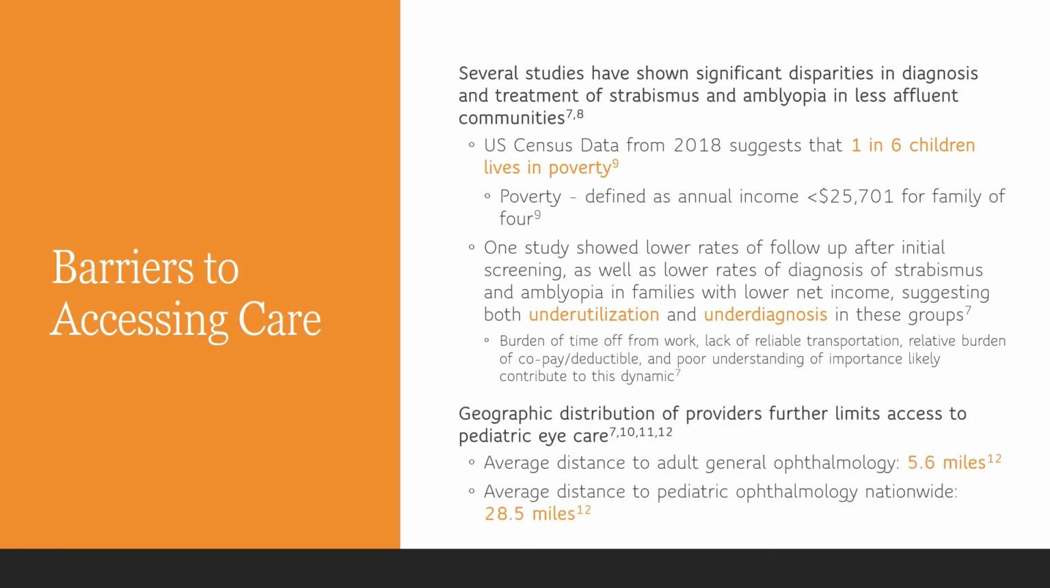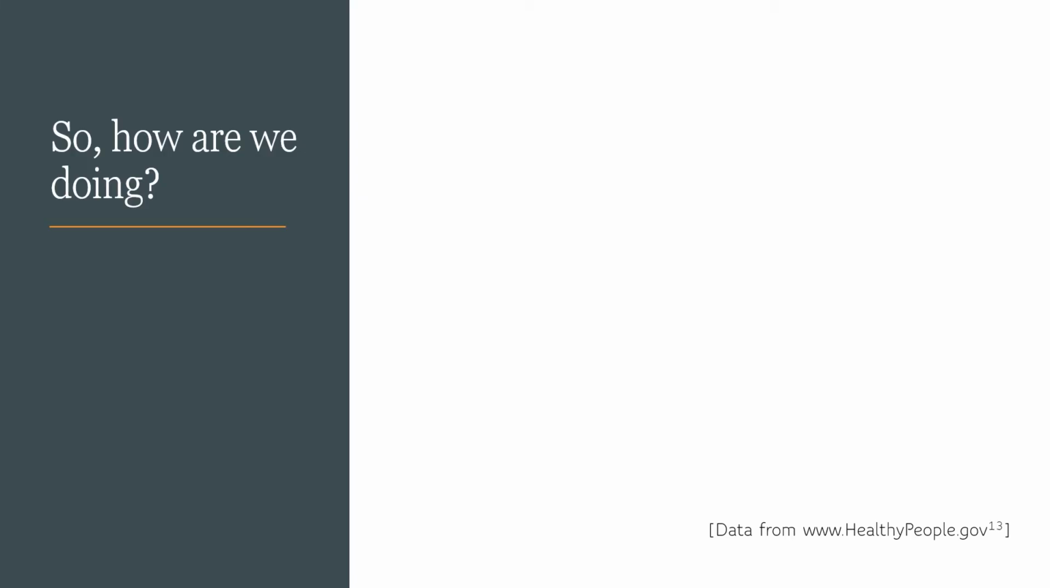The geographic distribution of providers further limits access to pediatric eye care. The average distance to adult general ophthalmology nationwide is about 5.6 miles, compared to an average of 28.5 miles for pediatric ophthalmology. So the question is, how are we doing in caring for these patients?